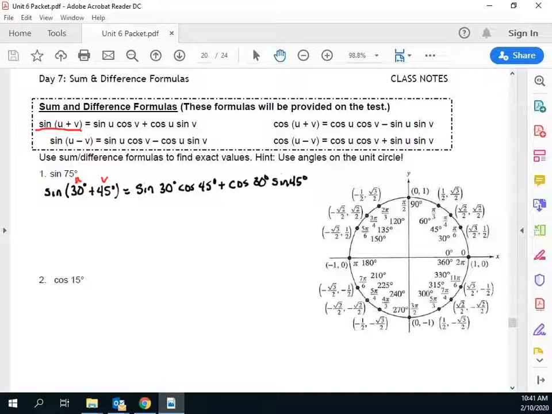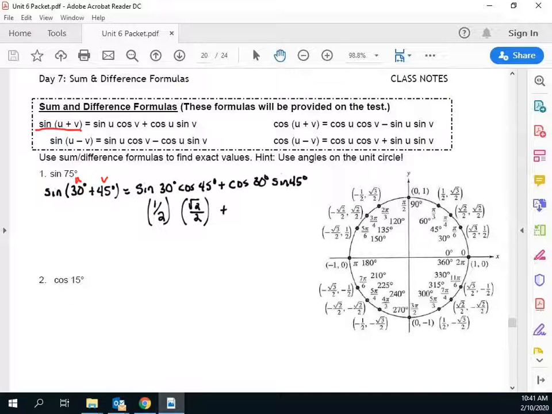Say it. Say it louder. 1/2. If you look here at 30, sine is what value? Is x or y? And so it's 1/2. So sine of 30 is 1/2. What about the cosine of 45? Square root of 2 over 2.